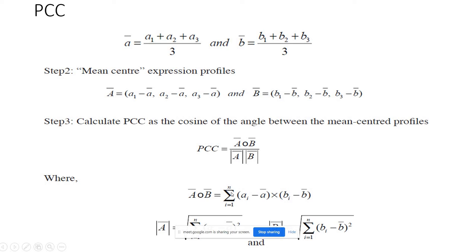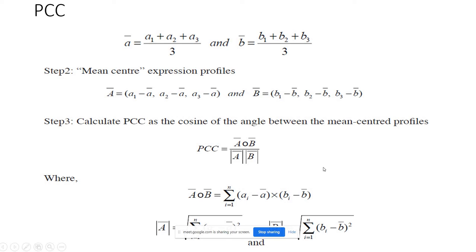This we will do for all the genes using the different conditions. If we have gene number 1, the gene index will start from 1 and go up to n. However many genes you have, you have to repeat this for all of them.